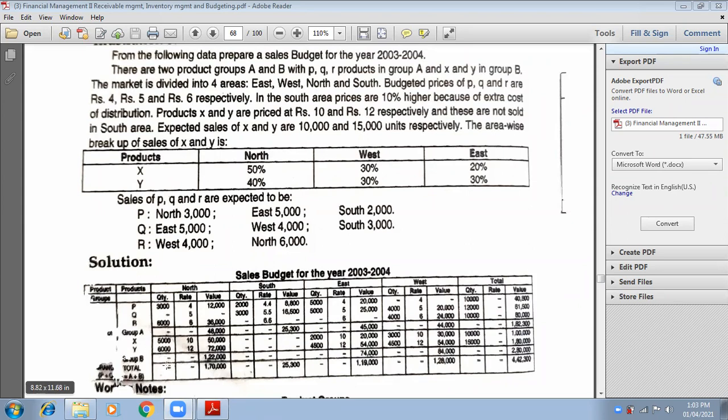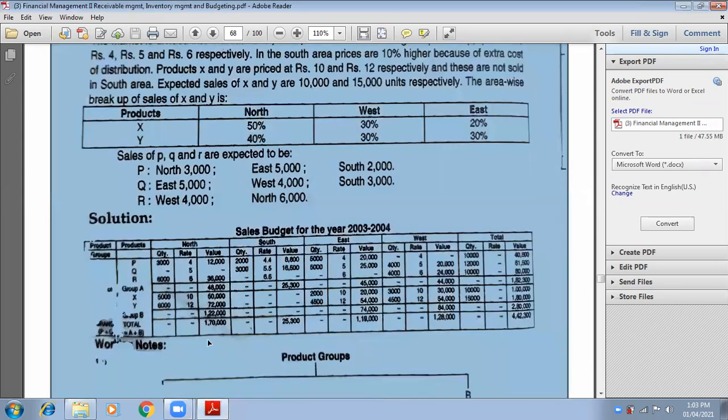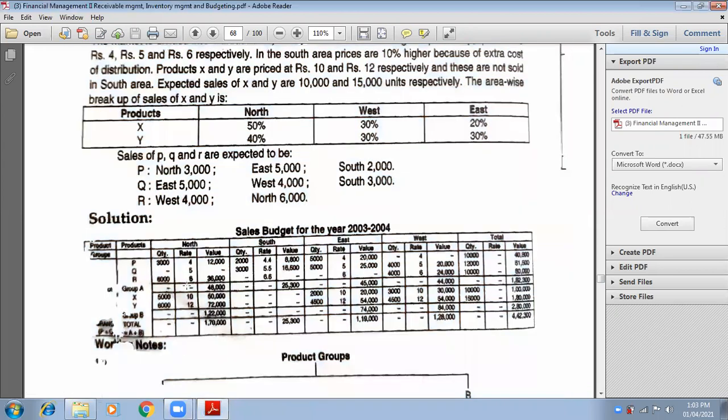Now group B should also be in the block. Make it a block, just as group A was there, no? You need to make group B. Now tell me X and Y total of north. 5 plus 6,000. What is the total quantity?